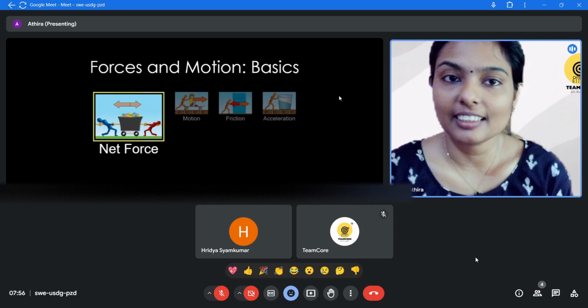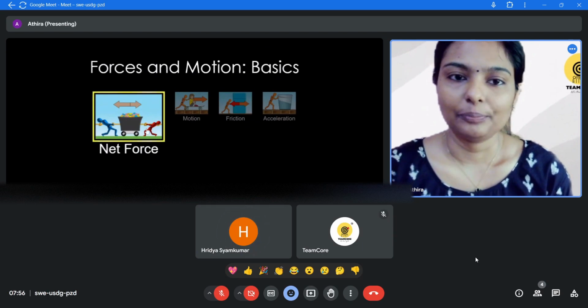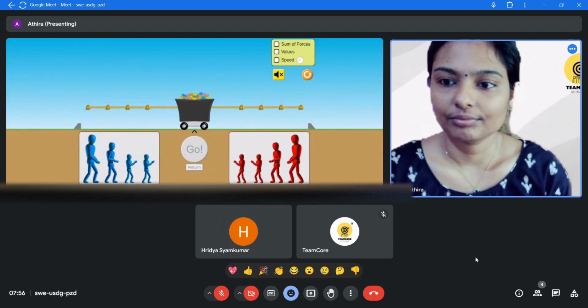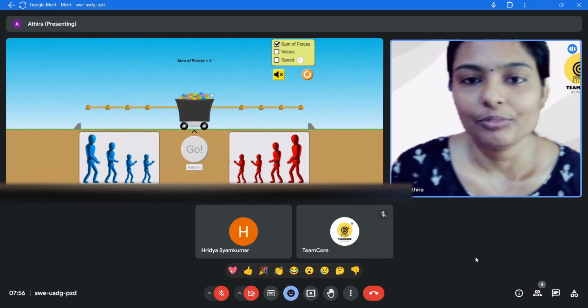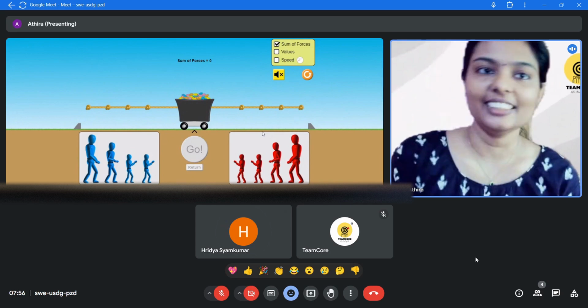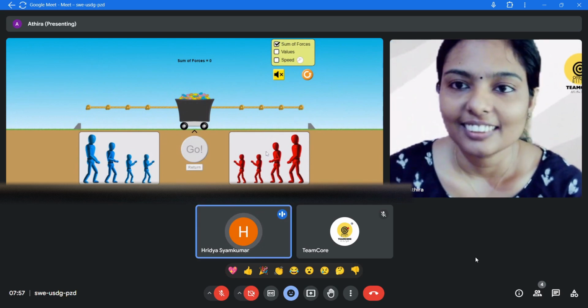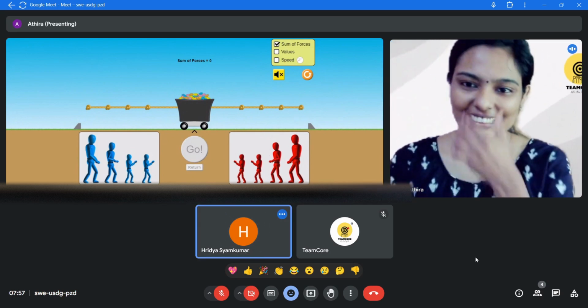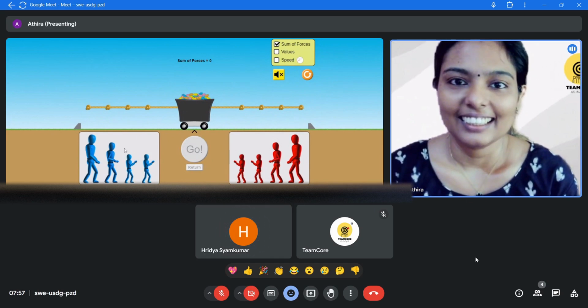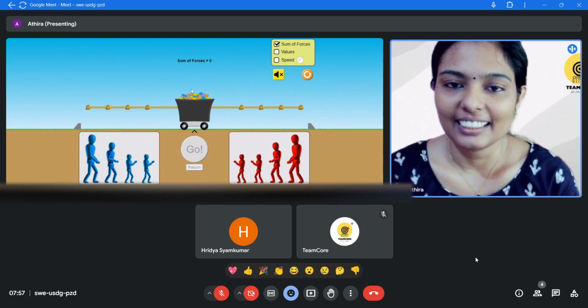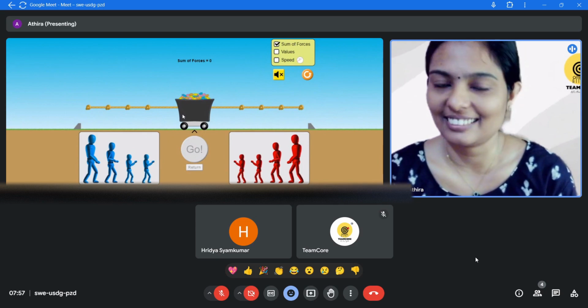Can you see the screen? Yeah. What can you see on this screen? Sum of forces is equal to zero. Yes. See, suppose, here the object is at rest, right?